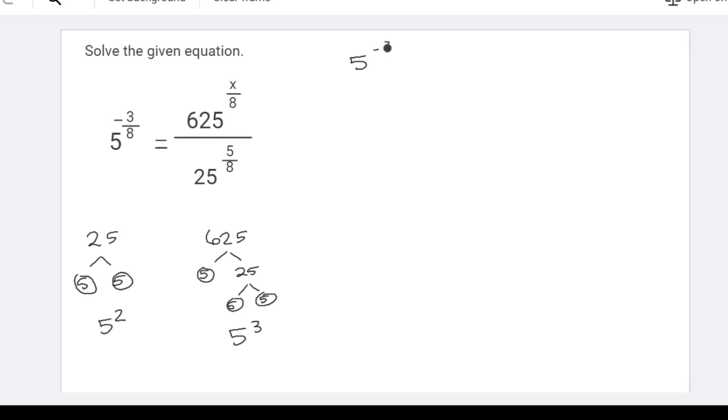So I have 5 to the negative 3/8 equals 625, which is 5 cubed, to the x over 8, divided by 25, which is 5 squared, to the 5/8. So now all of these have that nice same base, which is good.